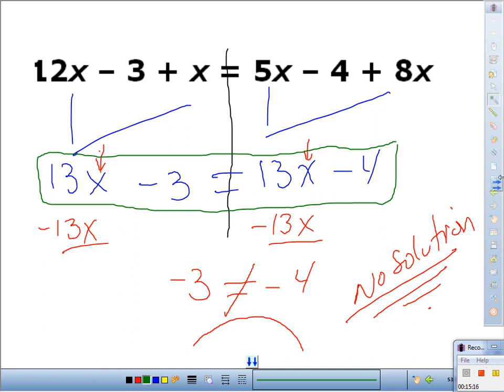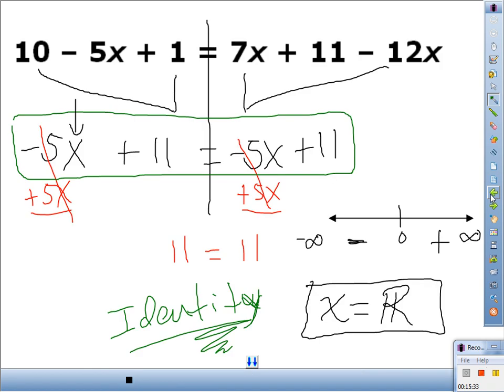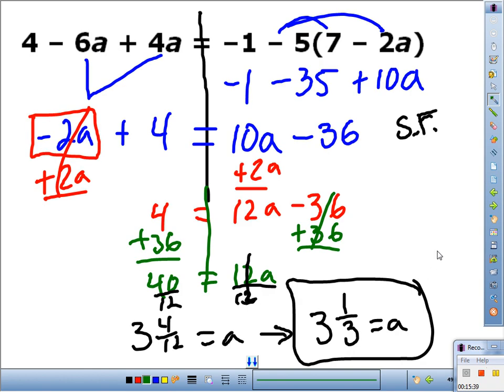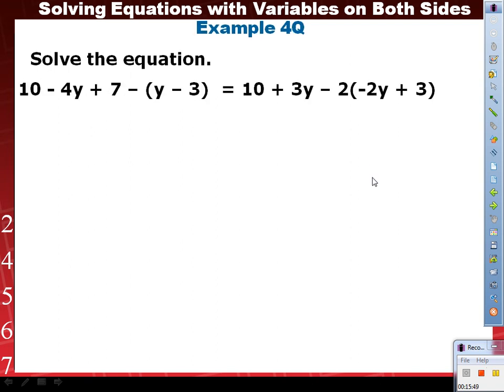All right. Justin, summarize it for us. What are the three only options for multi-step equations? No solution, identity or all real numbers, and one solution. Everybody agree with that?